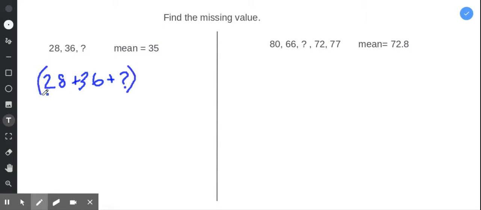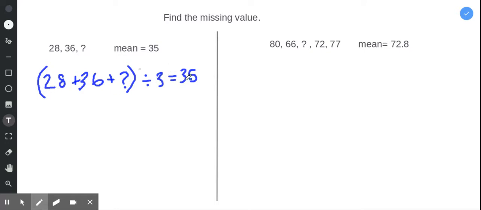I'm going to put parentheses around them because that's my first step. After that step, I would have then divided by how many data I had. 1, including the one that you don't know, 2, 3. So you would have to then divide by 3, and we know that that should give us the mean, which is 35. So you've just written an equation, and we have worked on solving equations before.